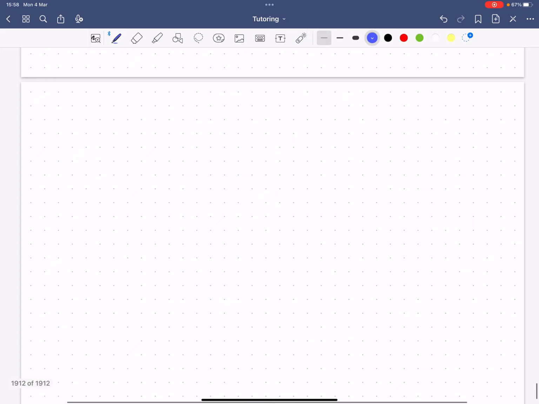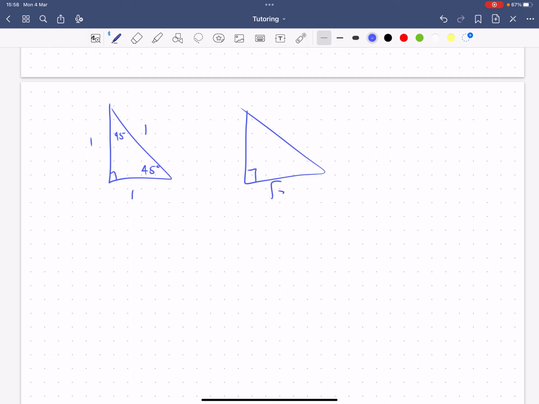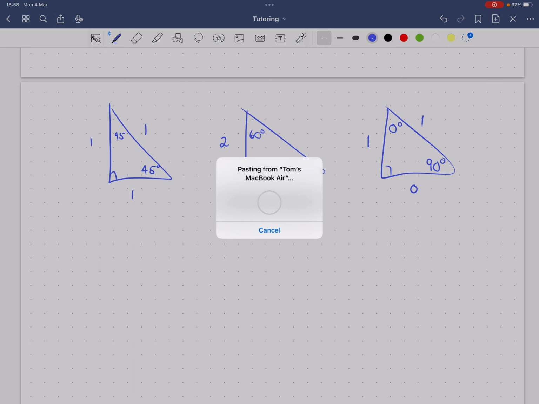There are three very special triangles. Number one is this isosceles right-angled triangle. Number two is our 30-60 triangle. And number three, this is a very strange triangle. It's actually impossible to have this triangle. However, it helps us visualize some important concepts. So this triangle helps us understand exact values. Now I'm going to paste in a table from one of my lessons. Hopefully that pastes in.